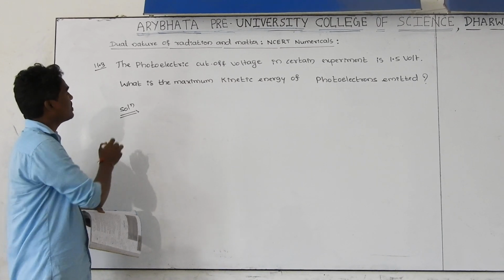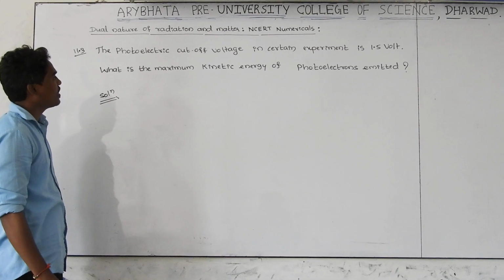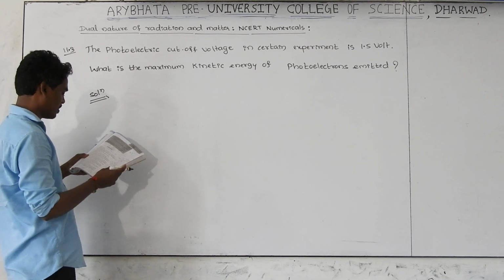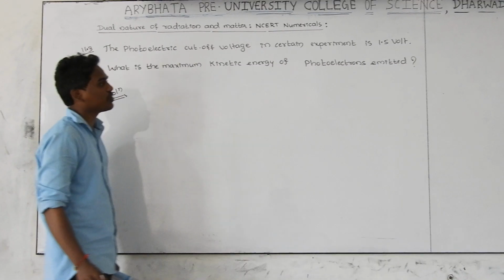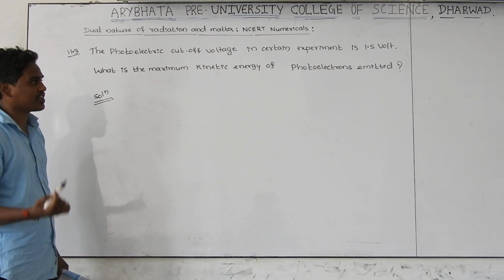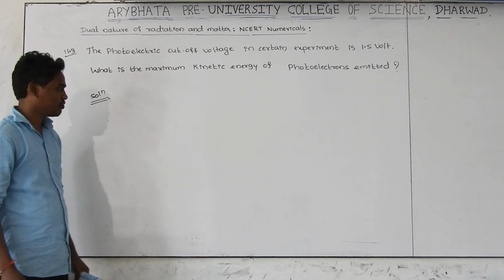And this is the third one, exercise third one. The question is, in the photoelectric experiment, the cutoff voltage in a certain experiment, that is 1.5 volt, is given. What is the maximum kinetic energy of photoelectrons? What is the meaning of this one?